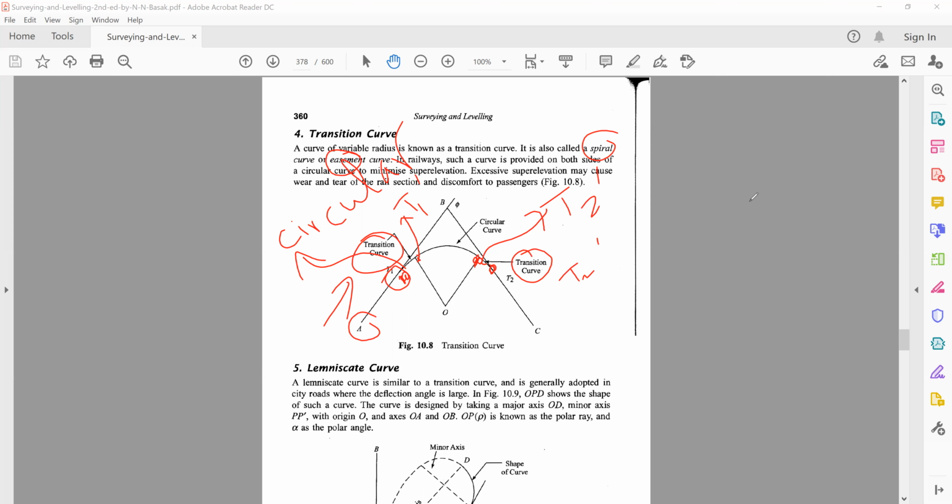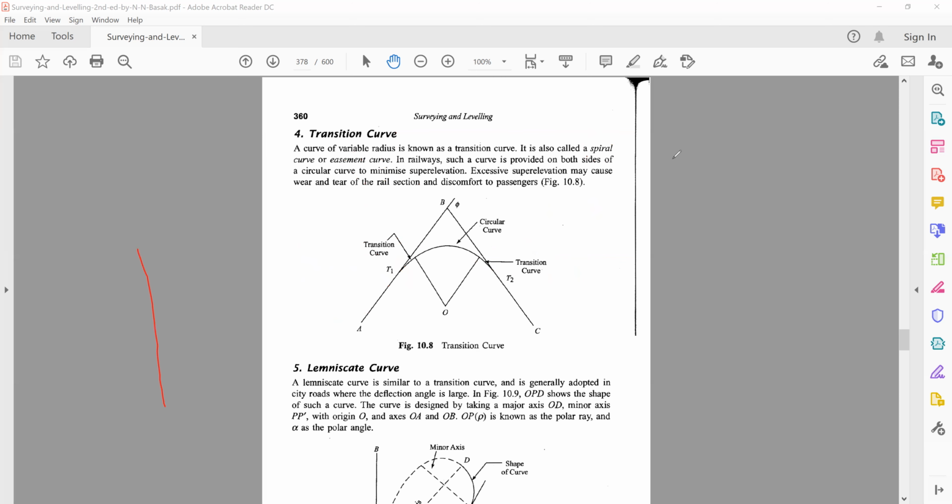Because usually in a simple circular curve, the radius is such that it's very difficult for you to get on from a straight road directly onto a curve which has a specific radius. So in order to make it easier for you to go from a straight line onto a curve, you give two arcs at the beginning and at the end, which makes it easier for you to make a transition. That's why the curve is called a transition curve or an easement curve or a spiral curve.